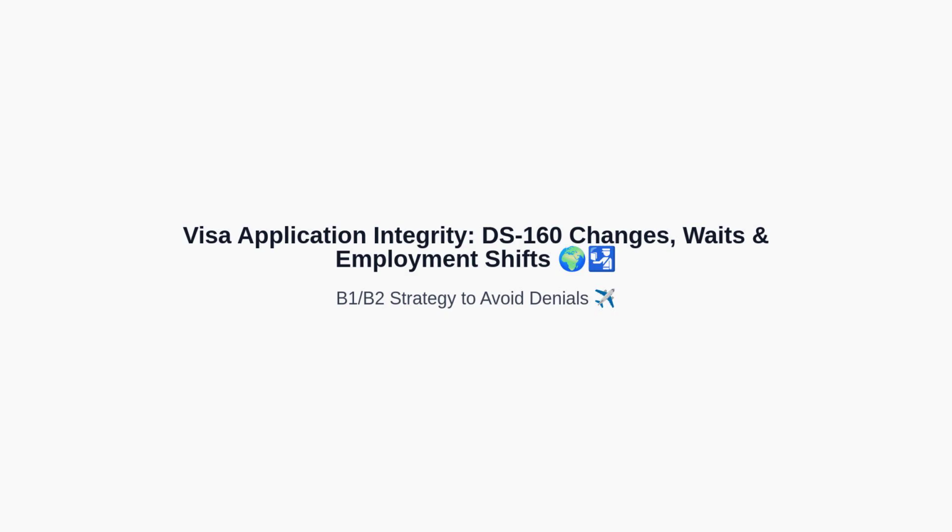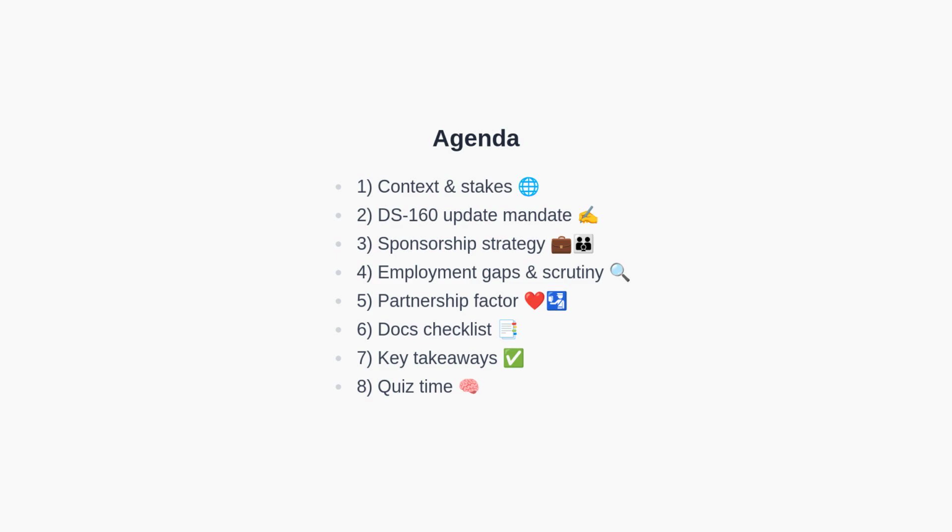Let's transition to the agenda. First, we will set the stage with context and stakes. Next, we will examine the DS-160 update mandate and what triggers an update. Then, we will compare sponsorship strategies. After that, we will examine employment gaps and heightened consular scrutiny. Subsequently, we will discuss the partnership factor. We will also cover a document checklist, summarize key points, and test your understanding with a couple of quizzes.